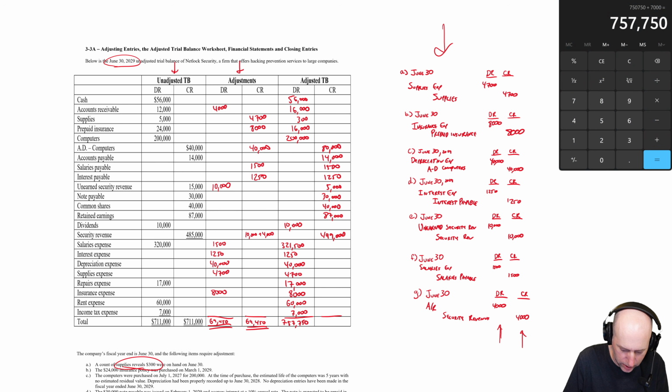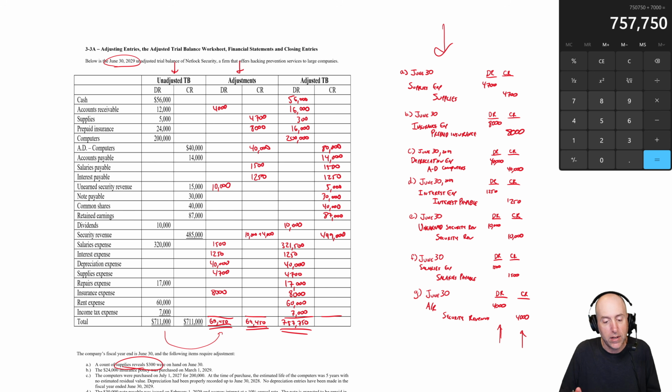757,750. You might be thinking, like, this doesn't add, right? 711 plus 69 is like 780. Why doesn't it add? Because sometimes the debit actually minuses from the account, so it's not going to add. That's just the reality. This plus this doesn't equal that.